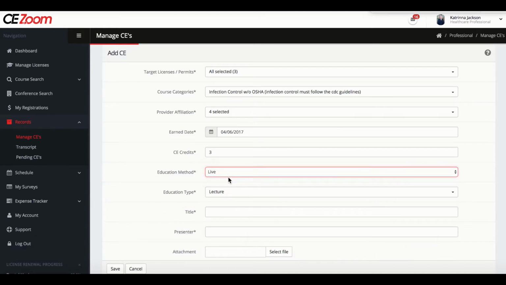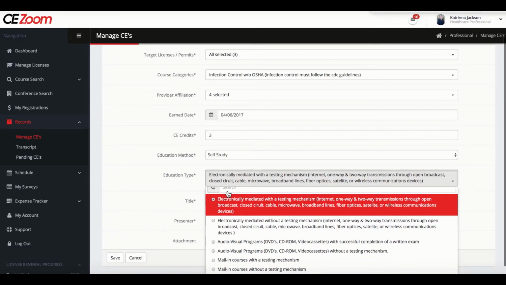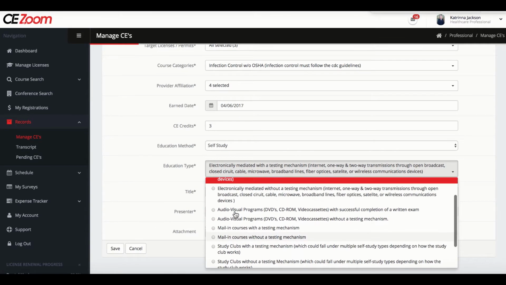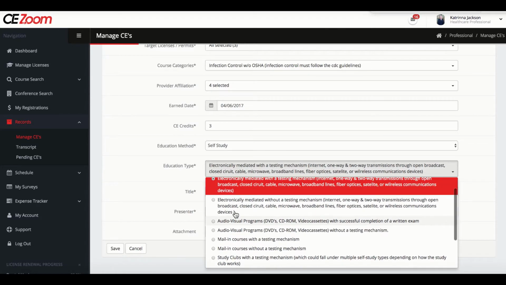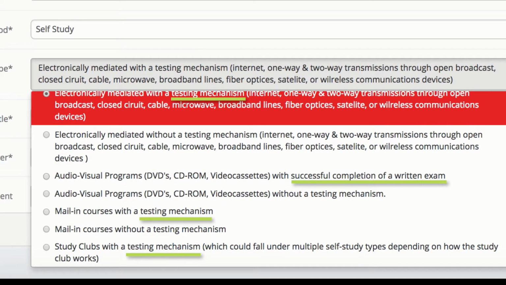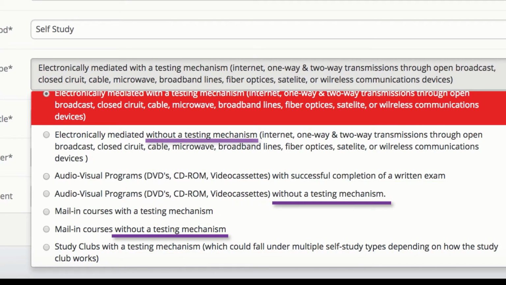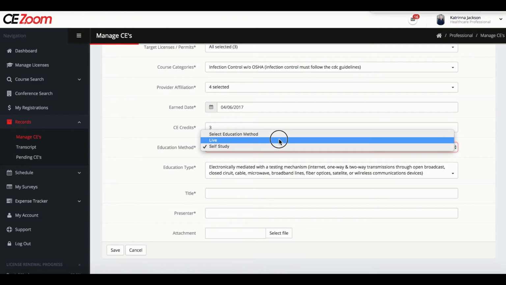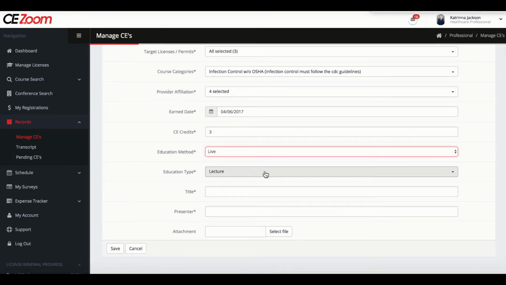If you chose self-study, you will have 5 options to choose from to describe the type of self-study you attended. Please note, each self-study educational type is listed twice. The first of the 2 states there was a testing mechanism to evaluate your level of comprehension. The latter does not include any sort of testing mechanism, so you choose the appropriate one. In my example, we were live and it was lecture.